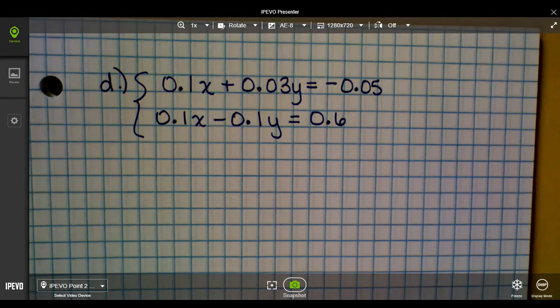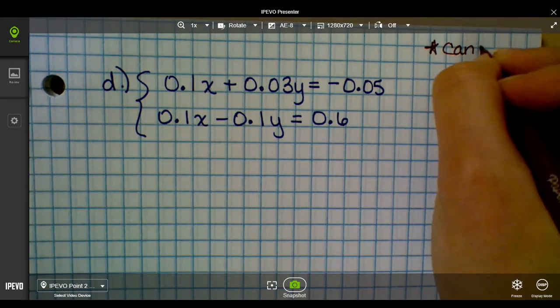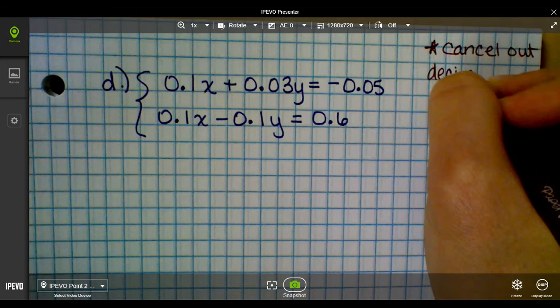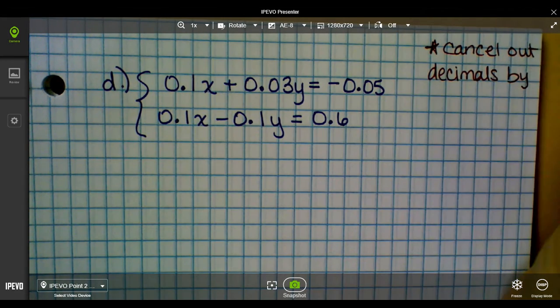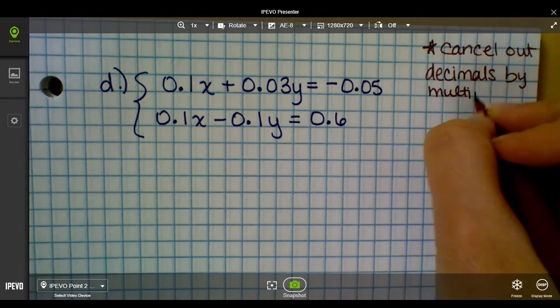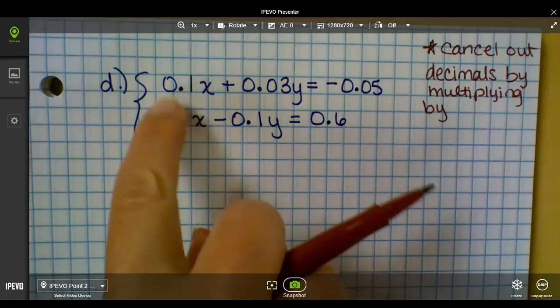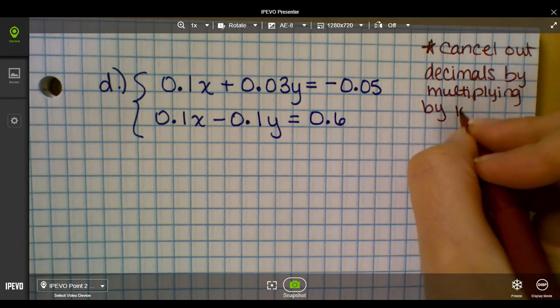So we just finished working with fractions. Now we have a bunch of decimals. So we still want to cancel out the decimals. But now we are only going to be able to multiply by really special numbers. Notice how decimals are in tenths, hundredths, thousandths, ten-thousandths. So that's the numbers we're going to multiply by now.